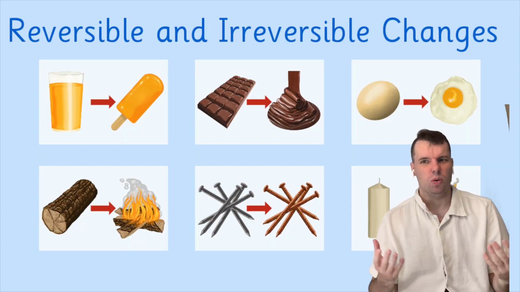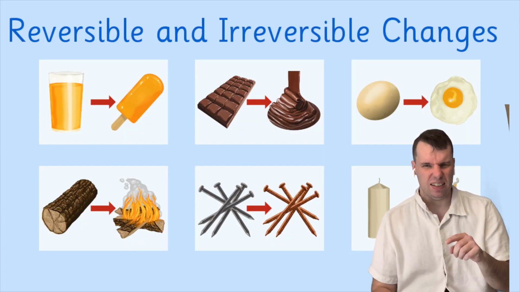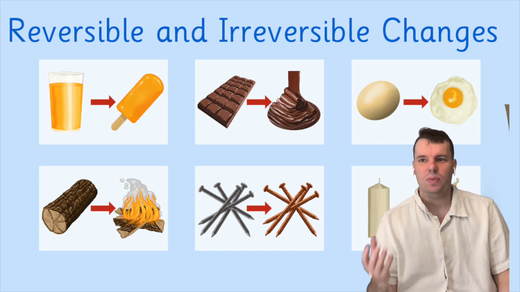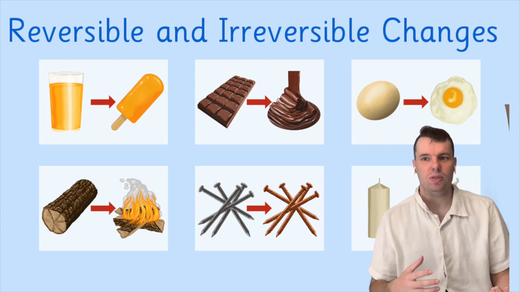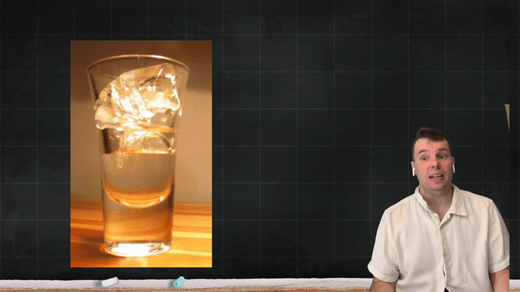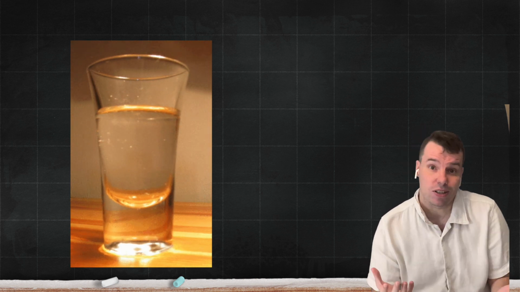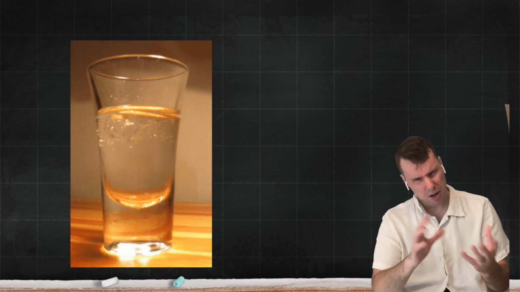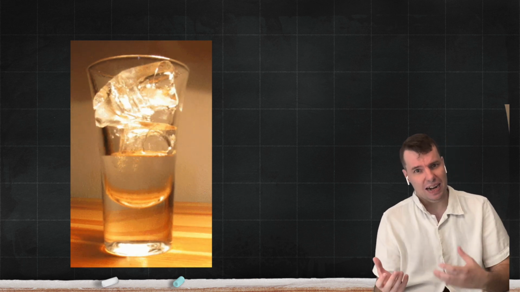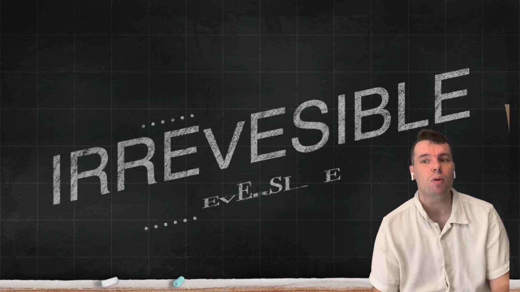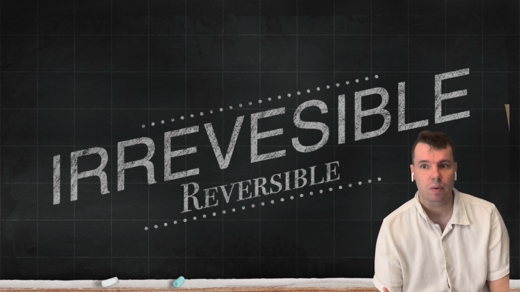But what is reversible or irreversible change? Basically, can you take the materials and change them back to their original states? If you take an ice cube and leave it out, it will melt and you get some delicious ice cube soup, otherwise known as water. But then if you put it back into the freezer, it'll turn back to an ice cube again. This is an example of a reversible change.